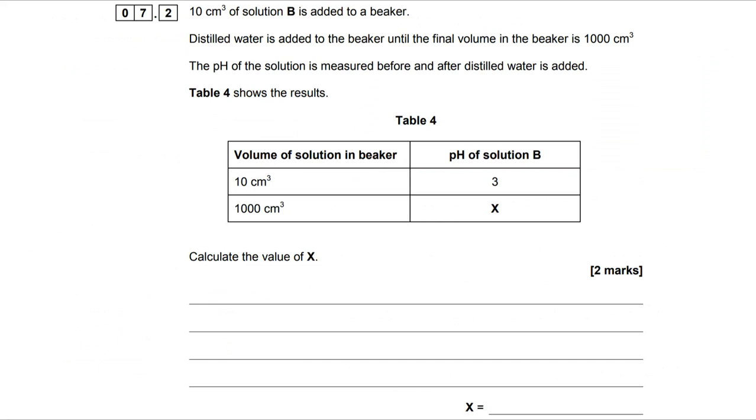Moving on to 7.2, we have got here a pH calculation. Now they don't get more complicated than this at GCSE. It is relatively straightforward. They're simple facts that you have to learn. 10 cm cubed has a pH of 3. So what would 1,000 be?